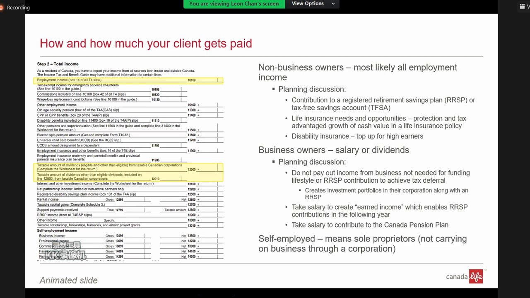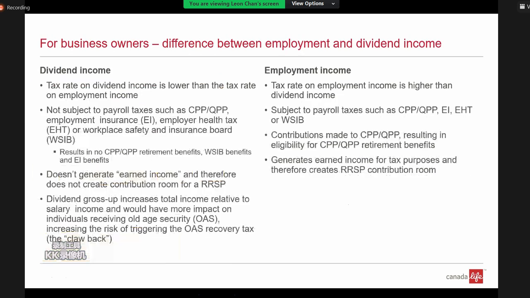Now, self-employed, usually that's like sole proprietors not carrying on business through a corporation. So let's say in some cases you have individuals who are starting a business, but they haven't incorporated yet, right? So those individuals, their income and expenses are recorded on their T1, similar to individuals who are just earning employment income, right? So that usually occurs down here, and that's where you'll see the self-employment income there.